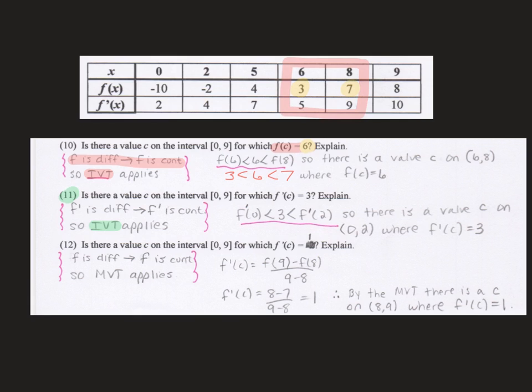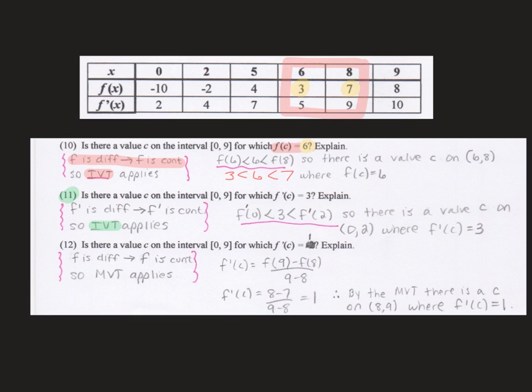So just position that 6 in between the 3 and the 7, or you can use function notation like I did here. And so if 6 is between these two values, I know by the IVT there's a value C on the interval from 6 to 8, on this x interval 6 to 8, where f of c is going to equal 6. It's just a classic IVT type problem.